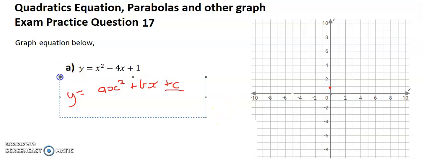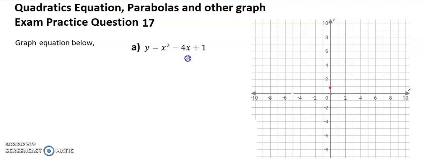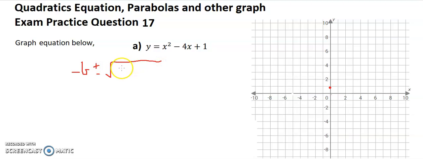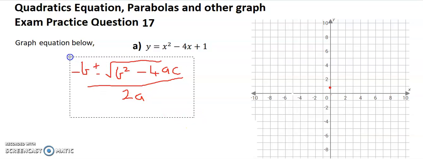The next thing I'm going to do is factorize and find my x-intercepts. So first thing I'm going to think about is, well, my c is 1. Well, it looks a bit more challenging with this, so I'm going to use my quadratic formula to find my x-intercepts. So I've got negative b plus or minus the square root of b squared minus 4ac divided by 2a. So let's break this down and use this equation now.